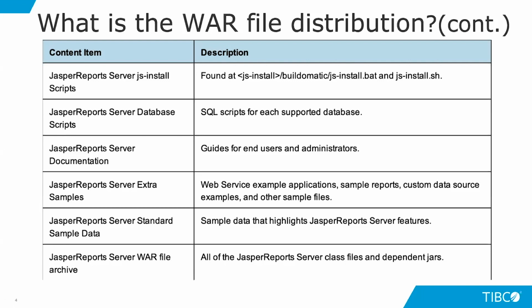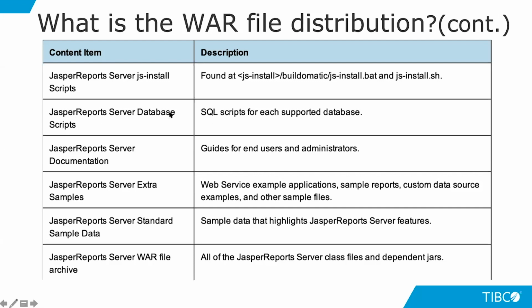Next slide here, what is the WAR file distribution? It's just a continuation from the previous slide. When you download the WAR distribution, and we'll have a look at this in just a moment as far as what this content is and where it is, it's pretty much broken up into 6 major sections as far as the resources available to you. The first one is the Build-O-Matic content. This is where all of our JS scripts are located. As you can see, we work with both .bat files and .sh files, so you can install it from either a Linux-based or a Windows-based operating system.